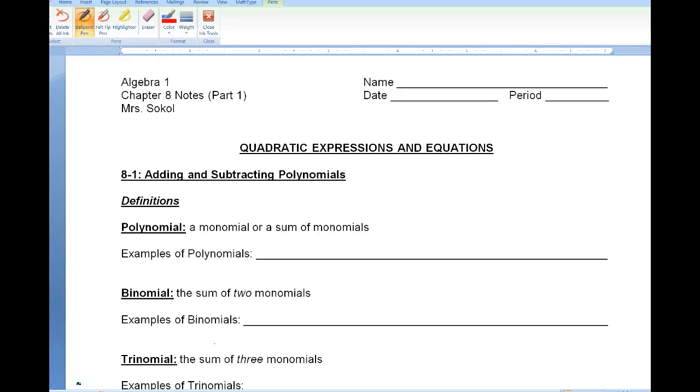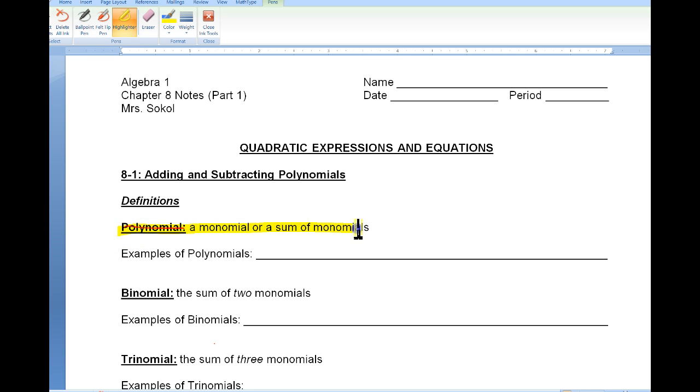Okay, so today's lesson is the beginning of chapter 8. It's 8.1. We're going to be learning about quadratic expressions and equations. So to start with, we're going to go through a few definitions. So first we have a polynomial.